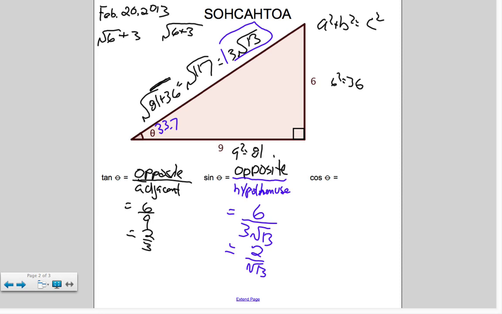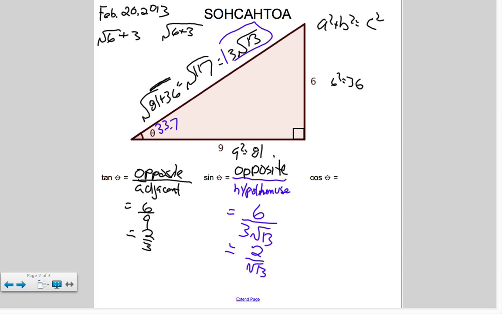Sine inverse of 2 divided by square root of 13. 33.7. Yeah, it should be the same as the other one. So you can get theta if you know all three sides. You can get it through different ways.